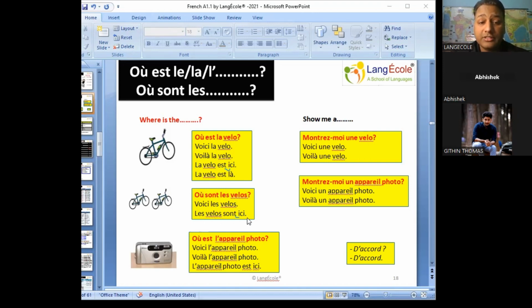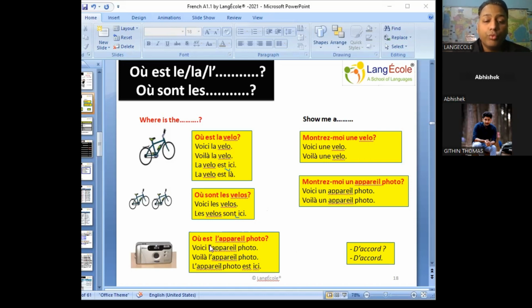Les vélos sont ici. Right? Again, here there is a liaison. Les vélos sont ici. D'accord? D'accord means okay. So somebody asks you, d'accord? Okay. D'accord.